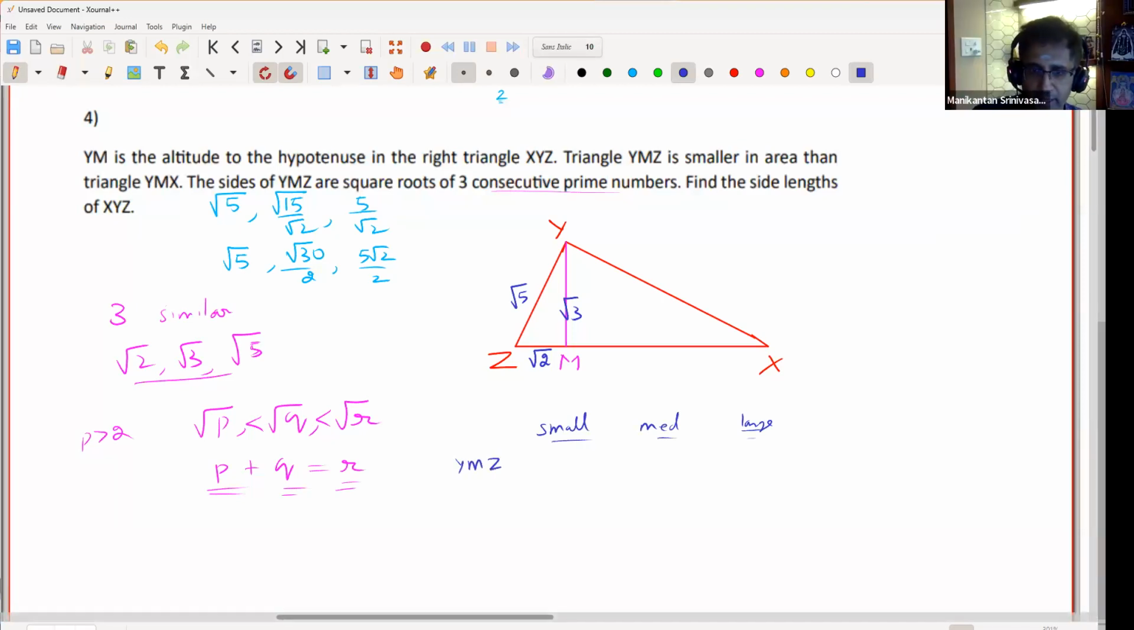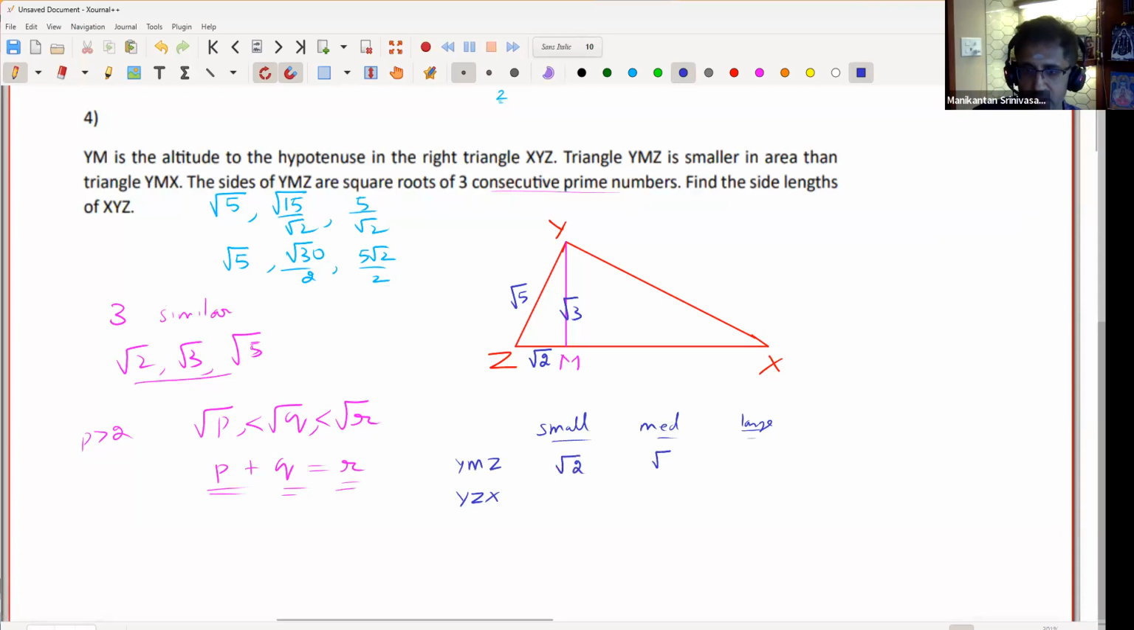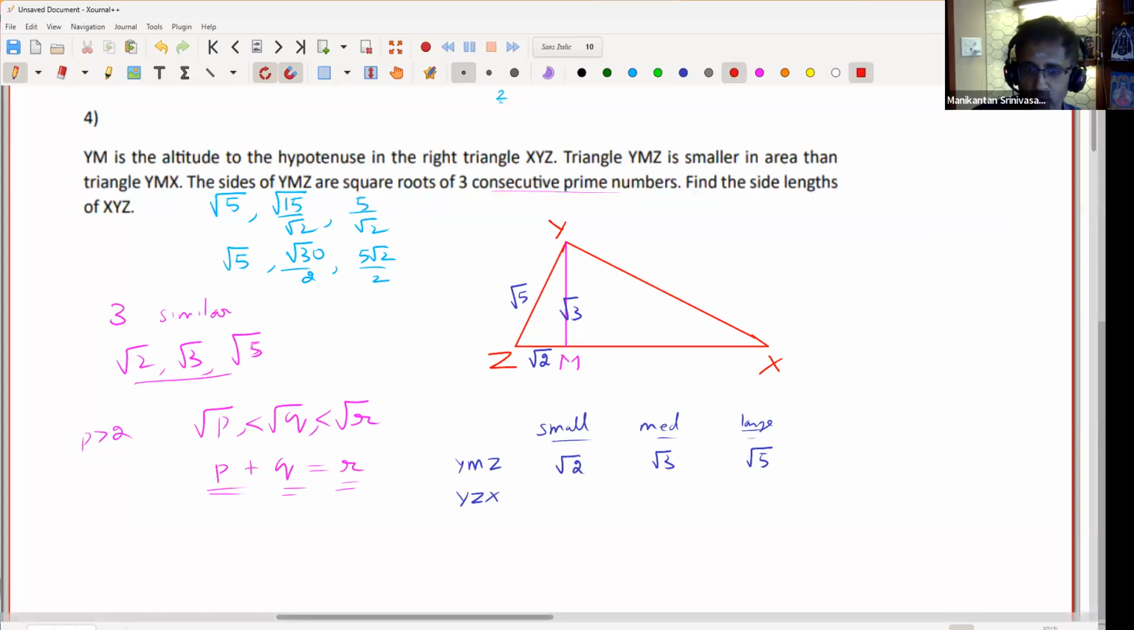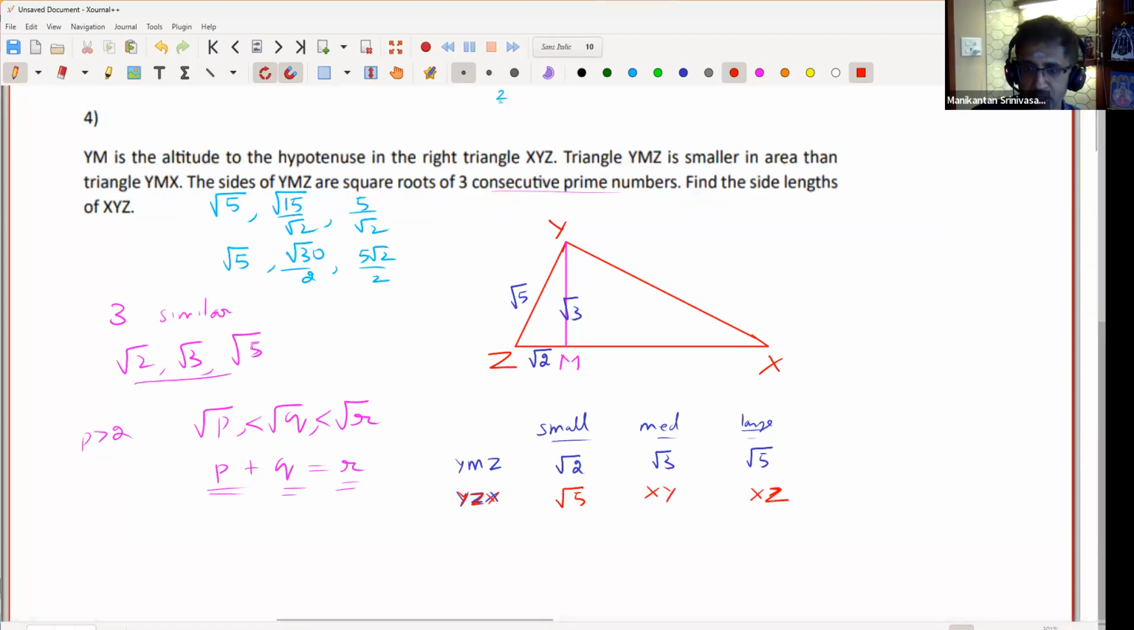So that everyone else is on the same page, this is YMZ and this is YZX, or XYZ, whatever it is. In the triangle YMZ, the smallest is root 2, the medium is root 3, the largest is root 5. In the other triangle YZX, the smallest is √5, so √5 comes here, the medium is xy, and the largest is xz. Now just based on ratios, you can find xy and xz.